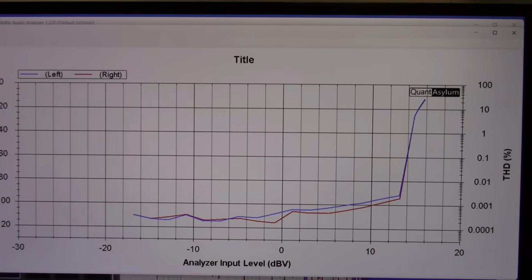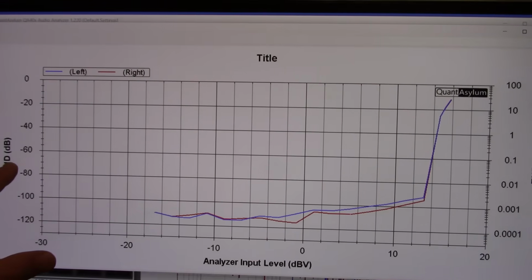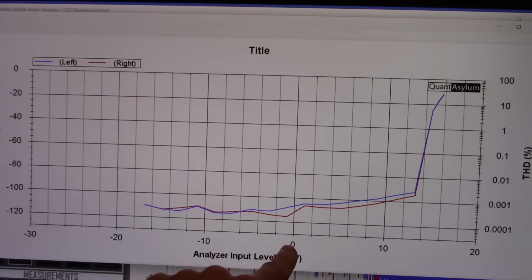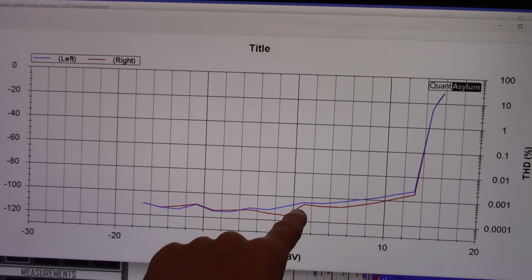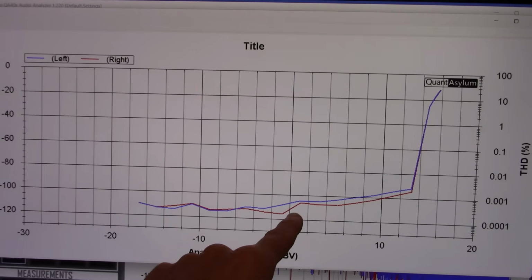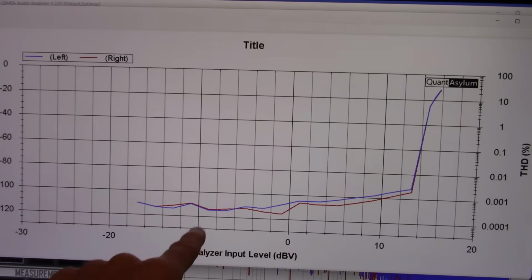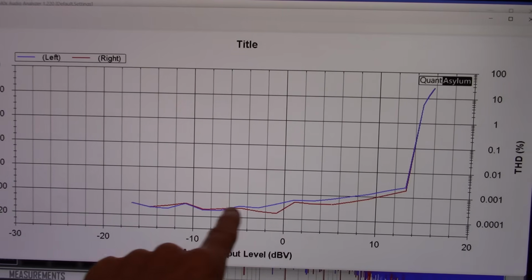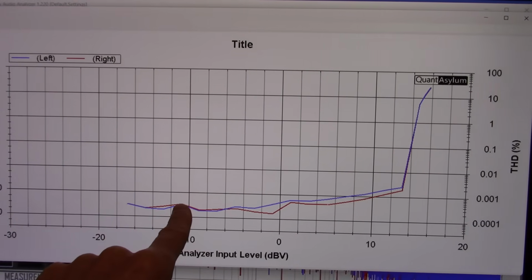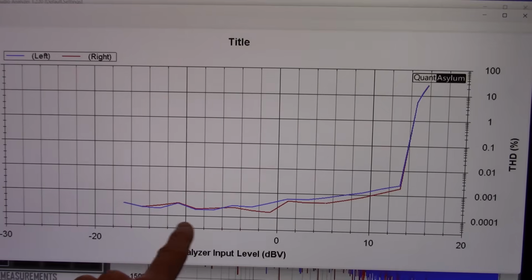Okay, we're looking at the preamp's output, which is the analyzer's input, comparing it to the total harmonic distortion. 0 dB is 1 volt output, which, depending on the gain of your amplifier, is probably going to be around clipping. Again, the power and the gain of your amplifier would matter. I would say this region between minus 10 and 0 is what I would call the listening range. And you can see it's beautifully flat here, way down like we measured earlier.